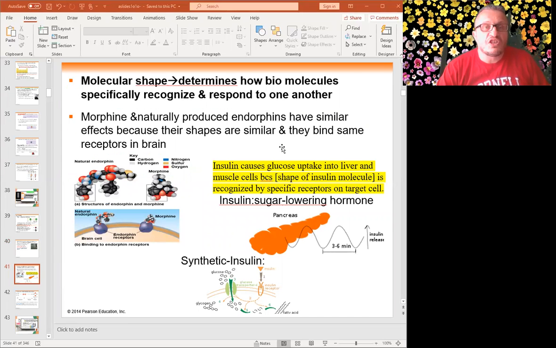Okay, so molecular shape basically determines how biological molecules specifically recognize and respond to one another. For example here, this is natural endorphin, and this is morphine, whose shape is very similar to each other. And here they can actually bind to the same receptors in the brain.